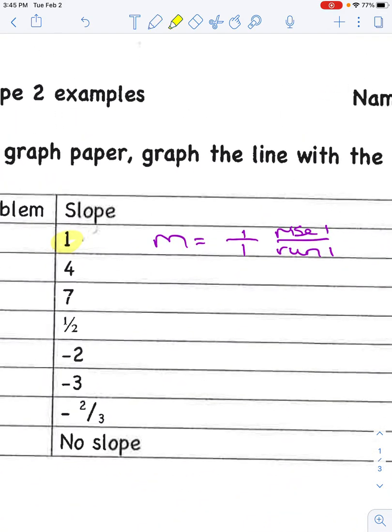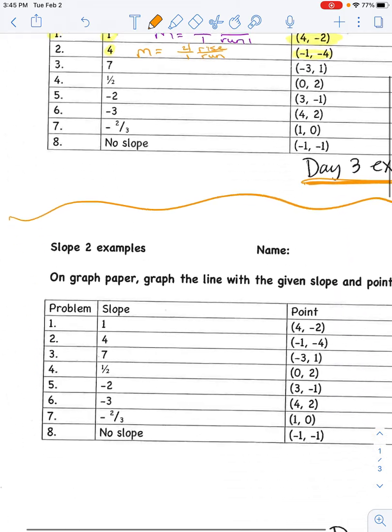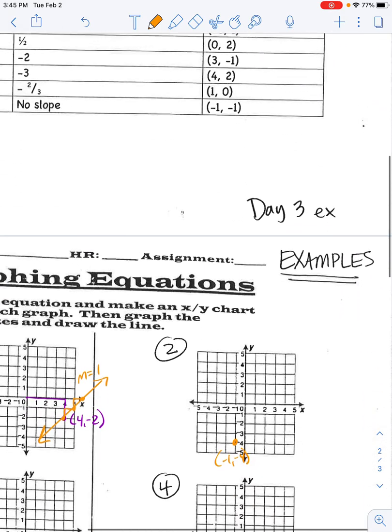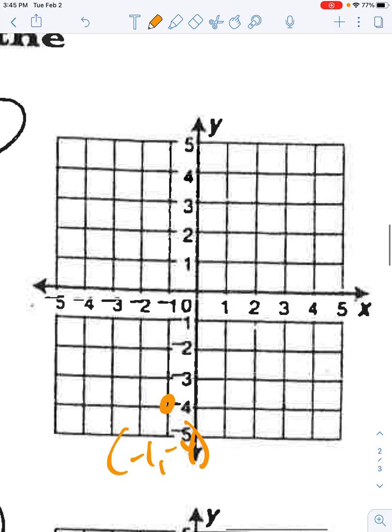We want to have a slope of 4. So M is 4, and again, we can just put 4 over 1. We're going to rise 4 because it's positive, and run 1. So we're always going to run to the right, okay? So a slope of 4 means rise 4, 1, 2, 3, 4, and run 1.